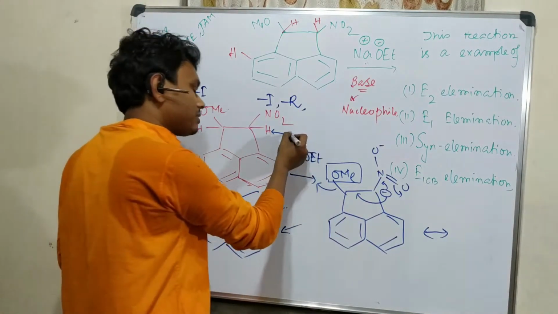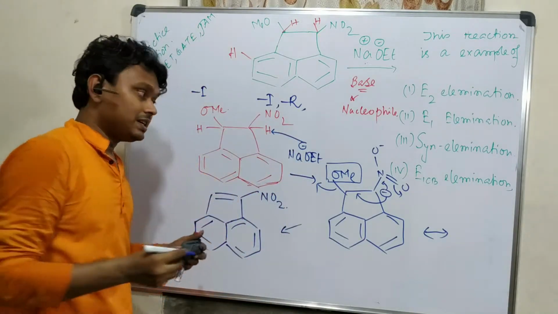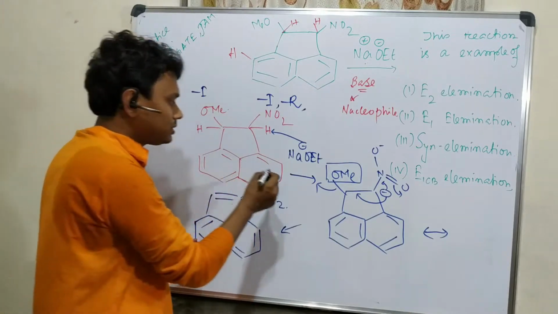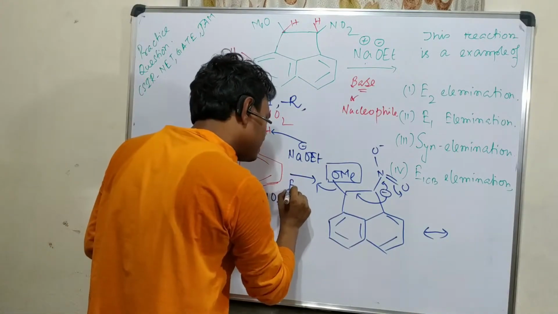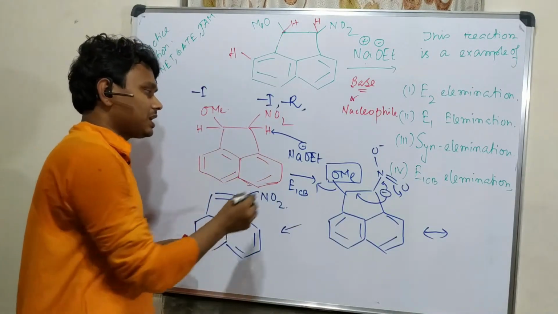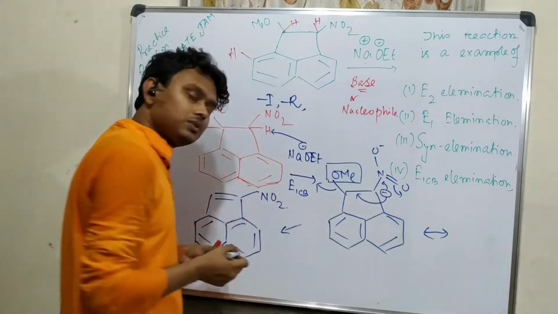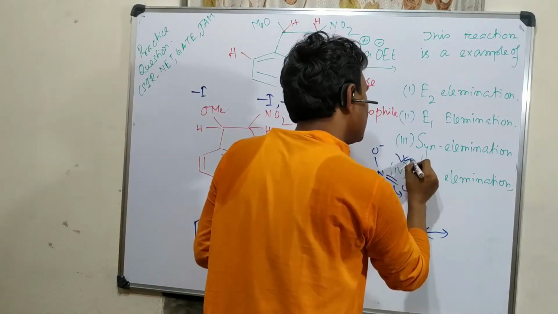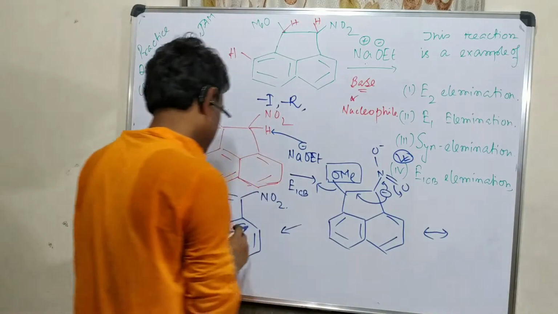Now, the first point: what type of reaction is it? First, base abstraction, then stabilization of the intermediate, and then elimination. So this is E1CB, meaning elimination via stabilization of the conjugate base. So our answer is the fourth option, E1CB. This is the right answer.